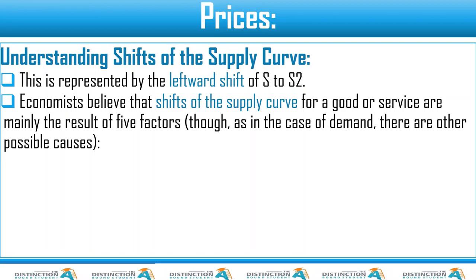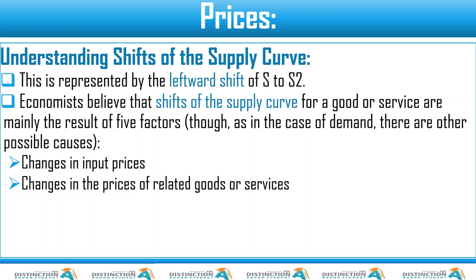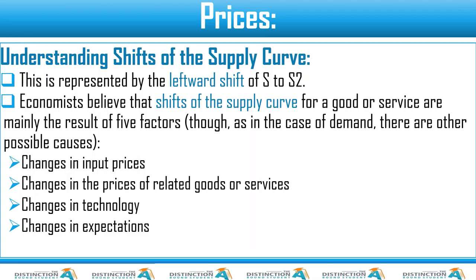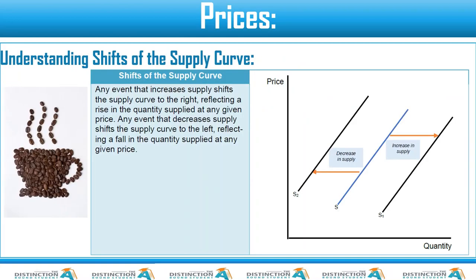Economists believe that shifts of the supply curve for a good or service are mainly the result of five factors. But you are going to notice that these five factors are 100% different from the factors that influence the shifting of the demand curve. The first one is the change in input prices. Input prices are the price of raw materials, let's say. There are so many inputs put into the production of goods and services. One of them could be rent, one could be oil prices like petrol, and one could be the raw materials used in production. So: the change in input prices, the change in the price of related goods or services, the change in technology, the change in consumer expectations, and the change in the number of producers of that particular good.